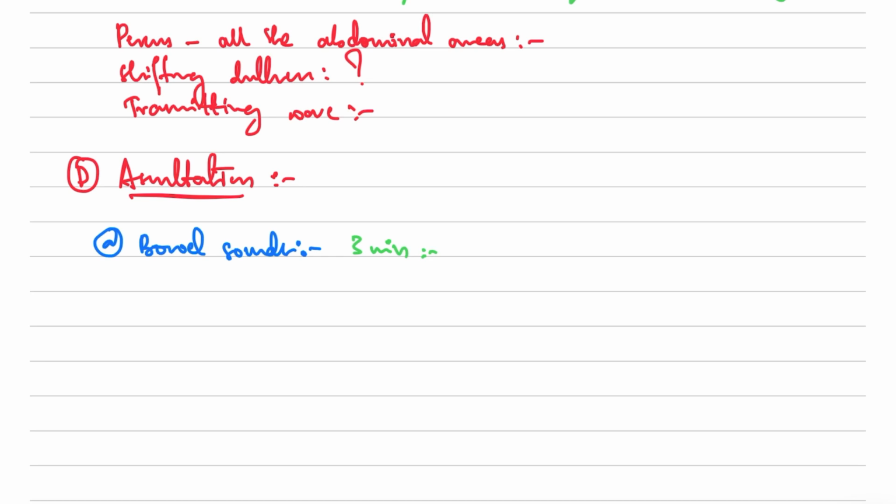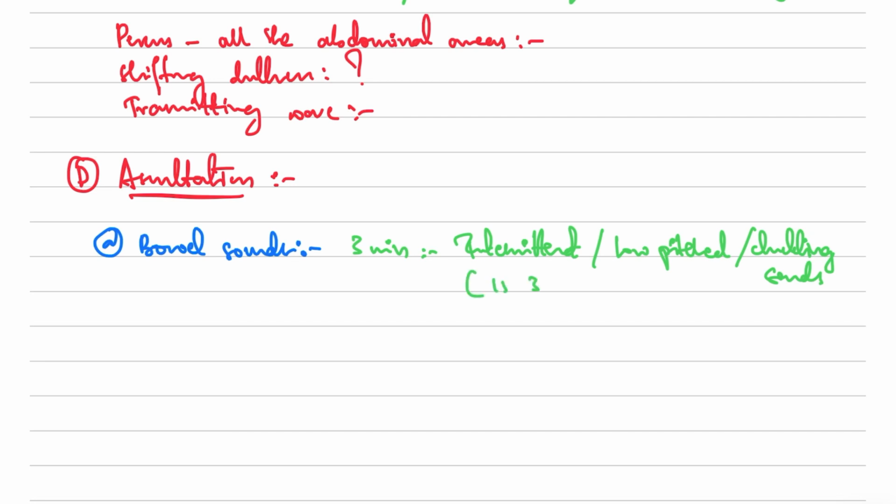Okay, so what are generally bowel sounds? They are intermittent, they are low pitched, they are chuckling sounds. Okay, you will hear them as guduk guduk like that. Okay, and this can be heard during 15 to 30 seconds. Okay, so the next thing in the auscultation, you are going to look for any vascular bruits.